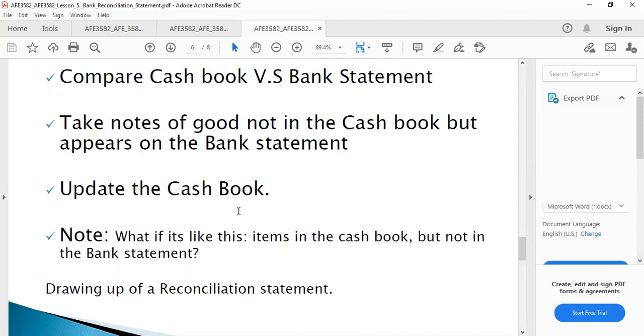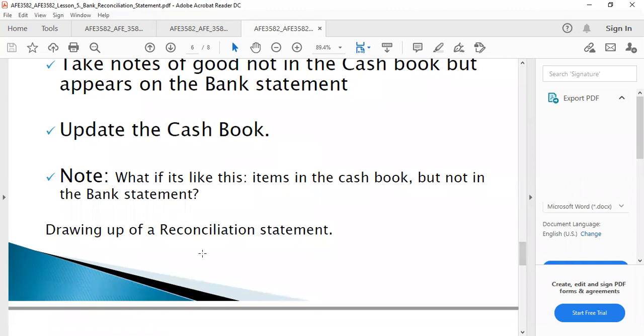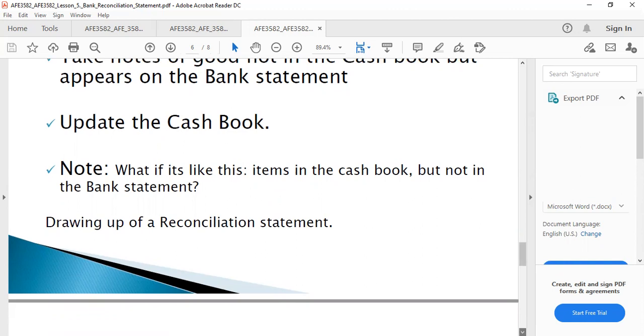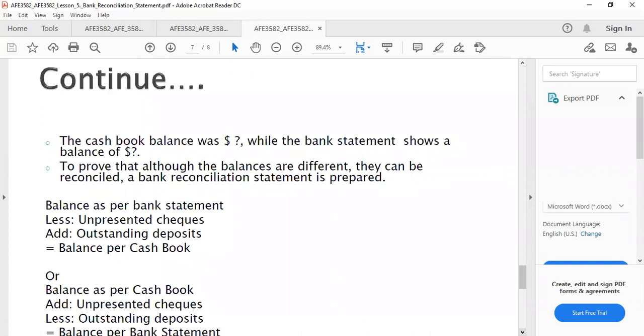Now what happens if there are items that are appearing in the cash book but not on the bank statement? Then we'll need to draw up a reconciliation statement, or a bank reconciliation statement. You understand? So the cash book balance was maybe $50 while the bank showed a different balance. To prove that although the balances are different, they can be reconciled, a bank reconciliation statement is prepared.